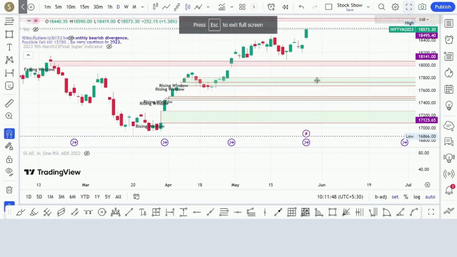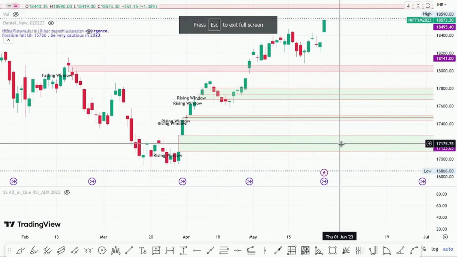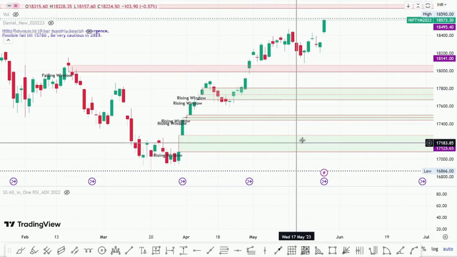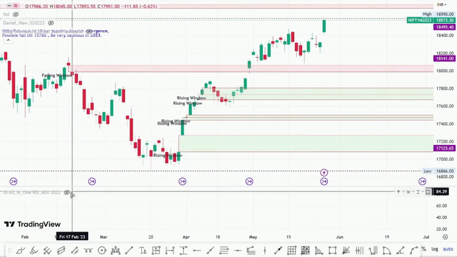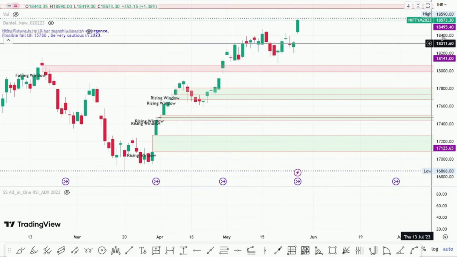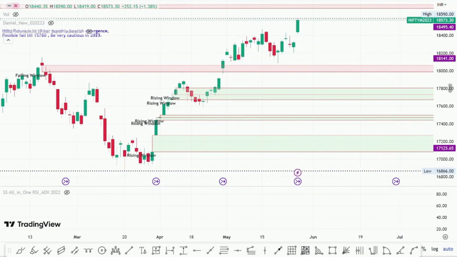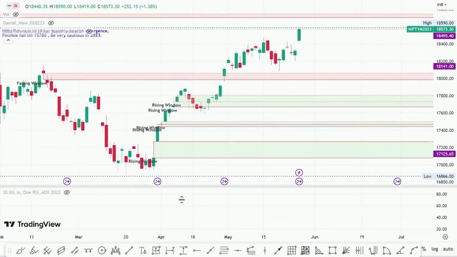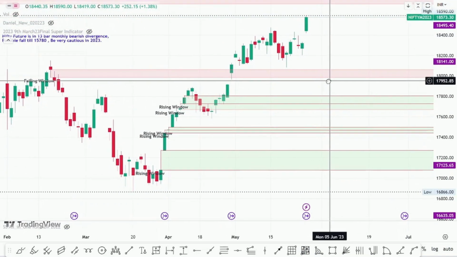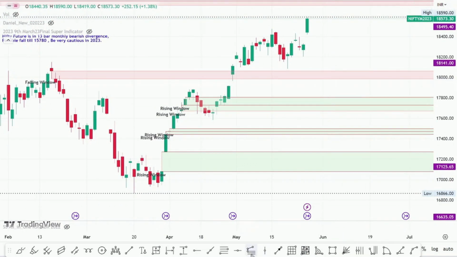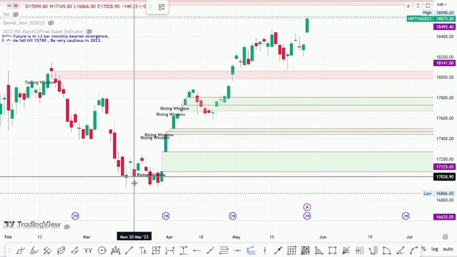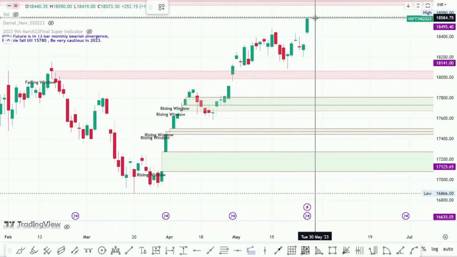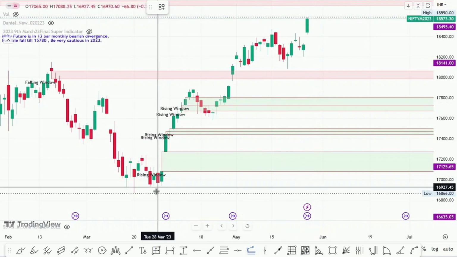So let me maximize this. Now in this chart, these are the gaps that were drawn. Now how is Nifty behaving, or what can Nifty do in the days to come? Let's do one thing. What we can see in Nifty is a rally from here to here. Look, I am not using any indicator. I am just trying to make you understand the fundamentals.